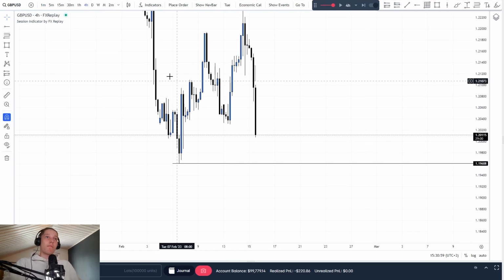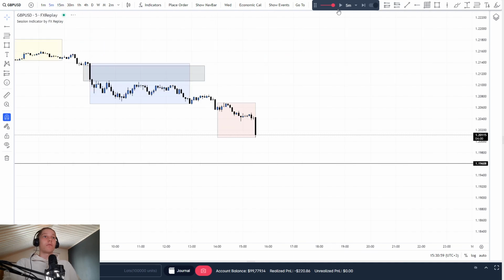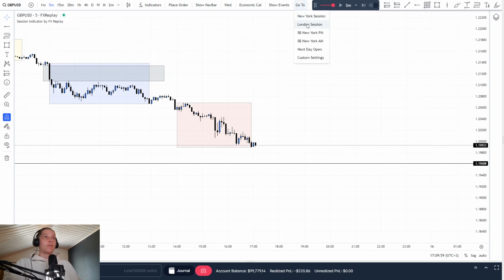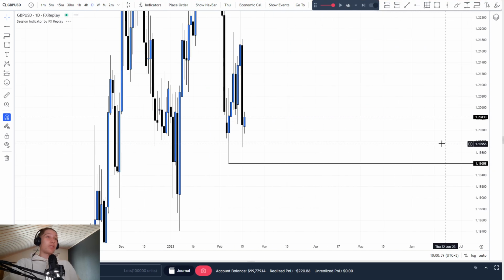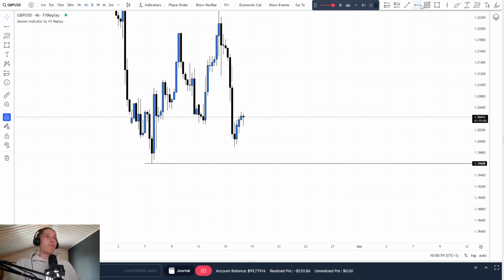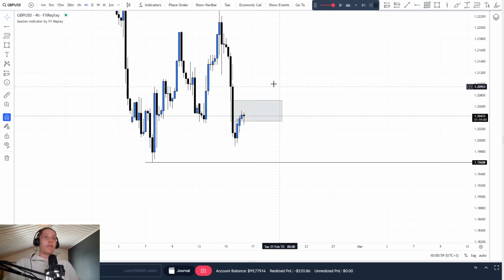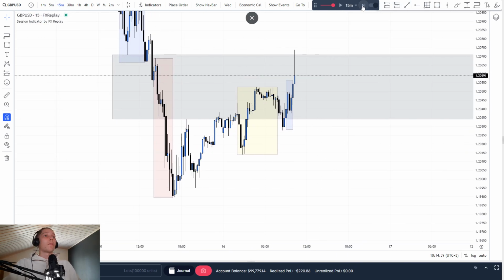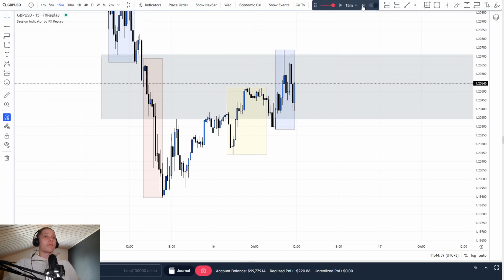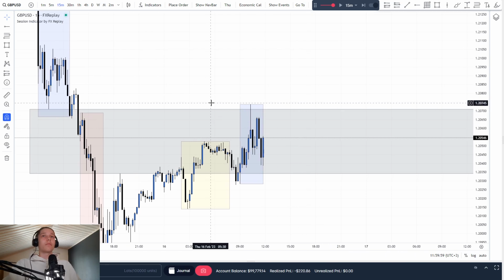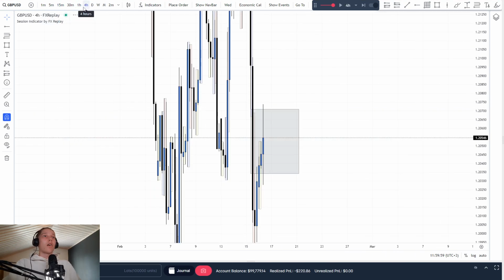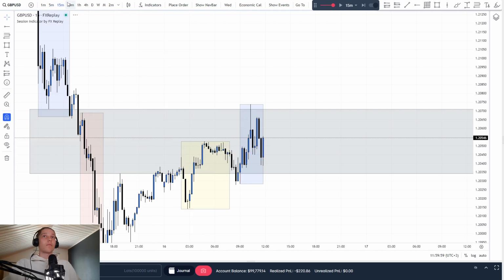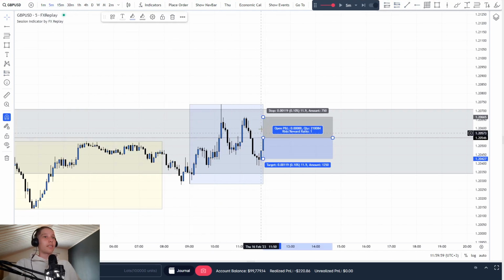So, next session, we didn't take the liquidity there. So, like... This is now a new fair value gap from which we could see a rejection. So... Okay, how about this? I do kind of like it.